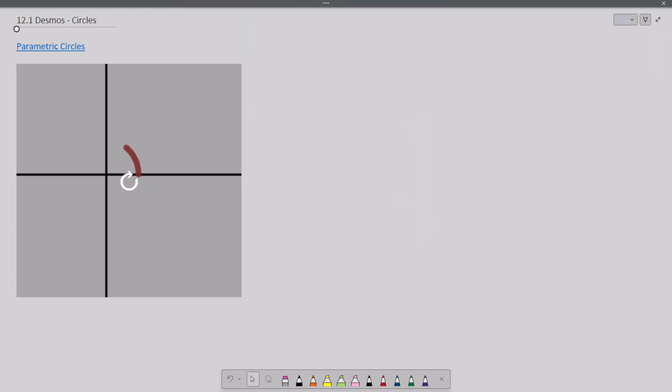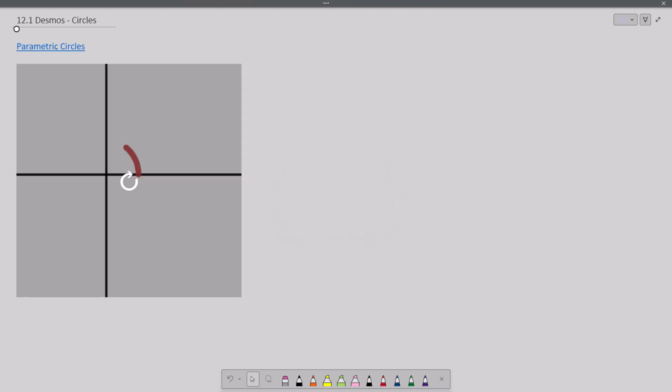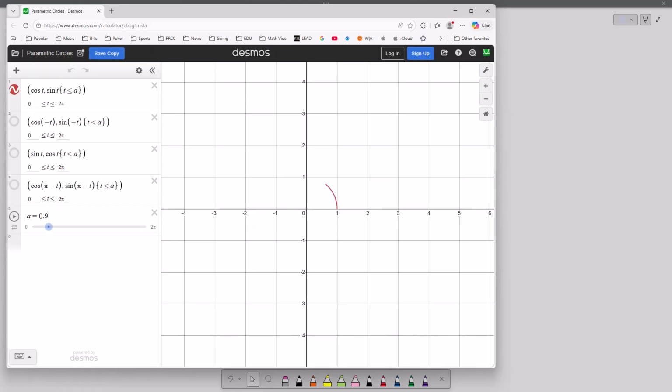I don't know if this is going to work here. Desmos is really, yeah, that happened in my office too. But if you click up here, it should open Desmos right up.